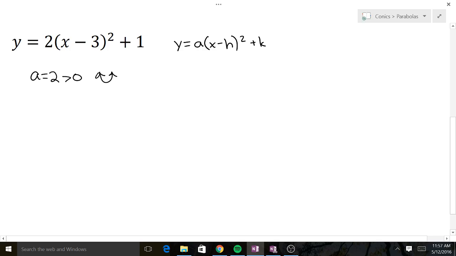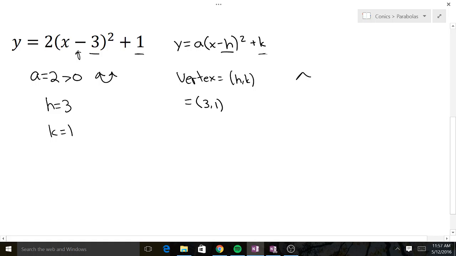And then we also have an h, which is 3. Be careful not to write negative 3, because the formula has a negative in front, so our h value as a whole is positive. So h equals 3. Then our k value is 1. And remember that our vertex is at the point (h, k). So in this case, our vertex equals (3, 1).